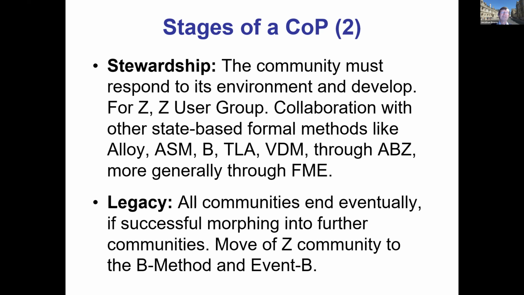So if a community isn't successful, it will end before it really gets going. But Z, I think, got through these various stages. And normally, if you want a successful community, it's going to morph into some other communities. Certainly with Z, it really morphed into the community around the B method and the Event-B, which are more tools-based. So that was always one of the problems with Z, not very good tools. So nowadays, people expect tools for formal methods, and doing Z tools, although there are some, they're not so easy to use, whereas B has some quite industrial strength tools now.